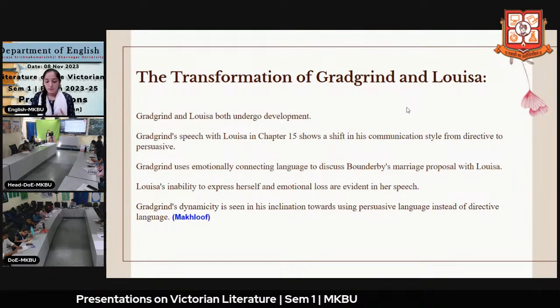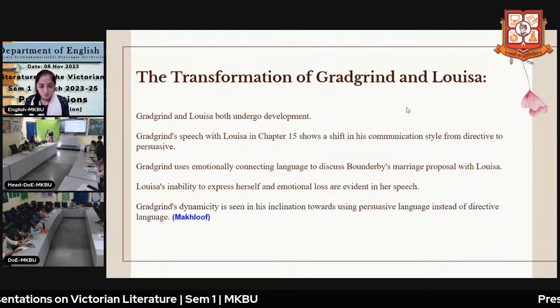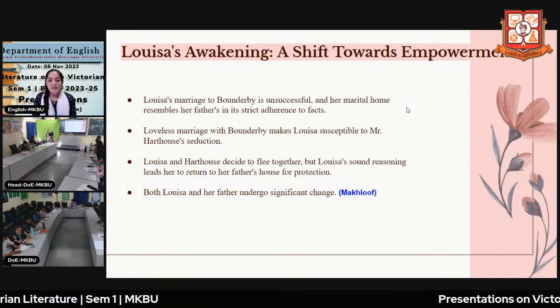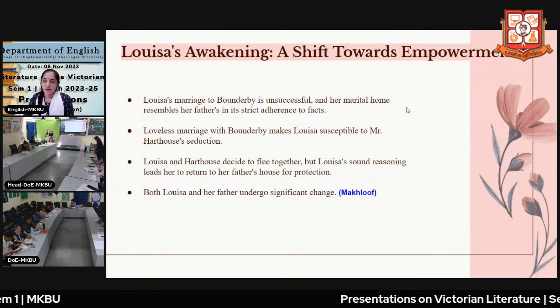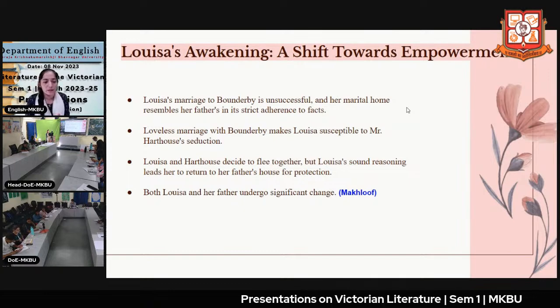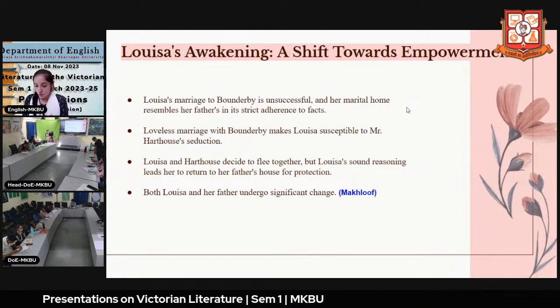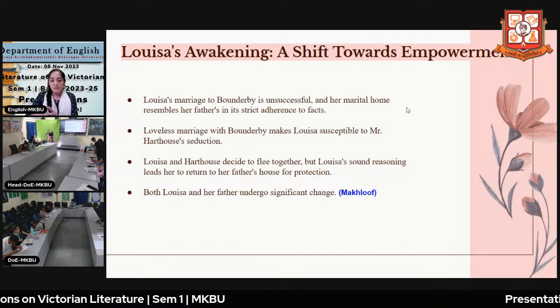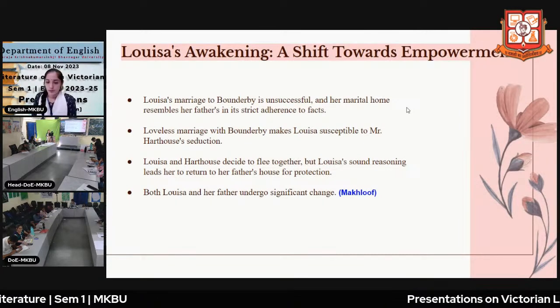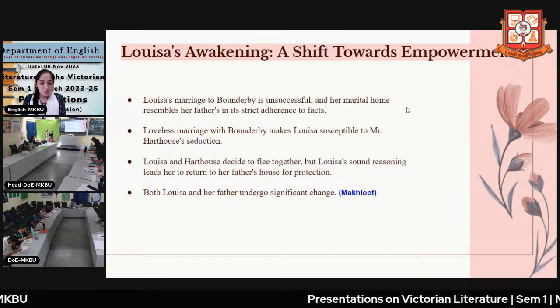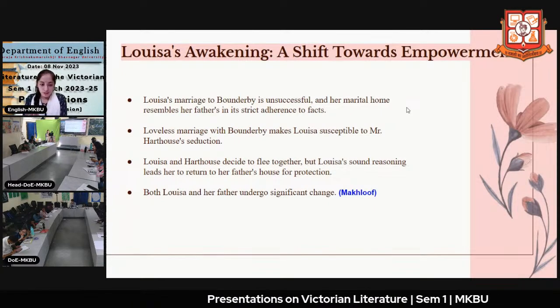He plays the word game with Louisa's awakening, a shift towards empowerment. At the end of the novel, we can find that Louisa is unhappy in her married life. So Louisa's marriage to Bounderby is unsuccessful. We all know that, and her marital home resembles her father's in its strict adherence to facts.